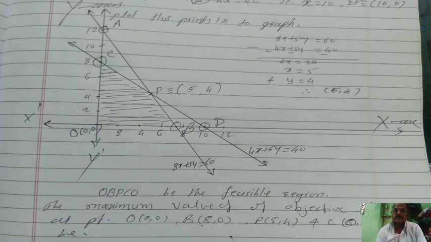X is equal to 5. We have to solve these linear equations. We have to get x is equal to 5 and y is equal to 4. We have to put x is equal to 5 in equation number 1.